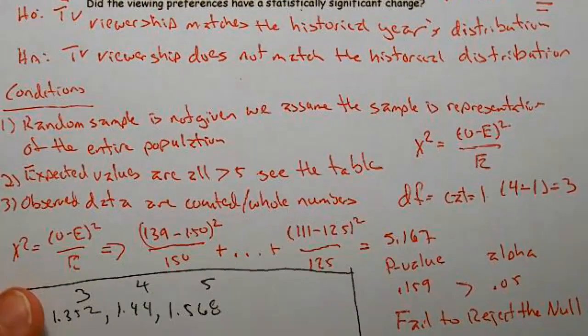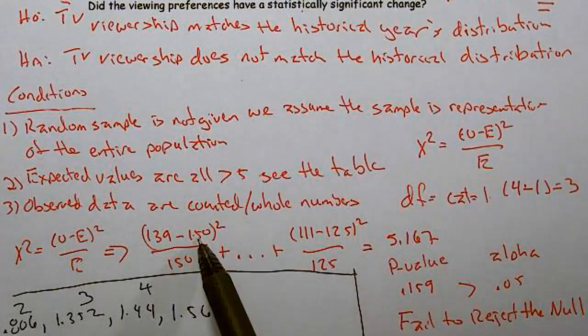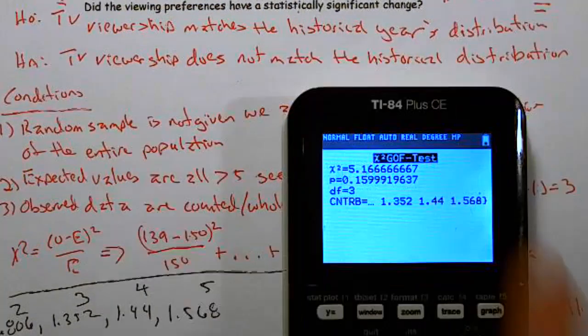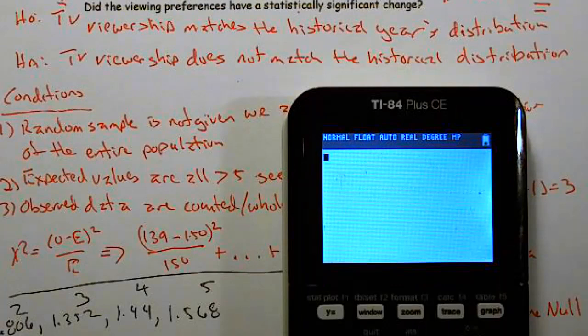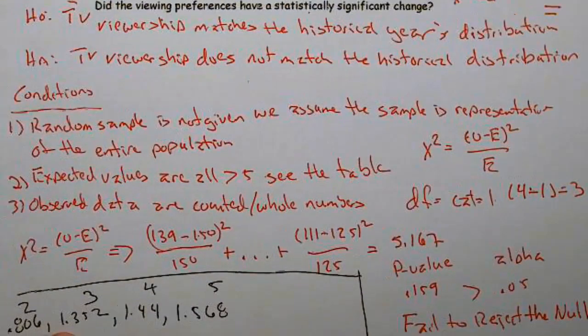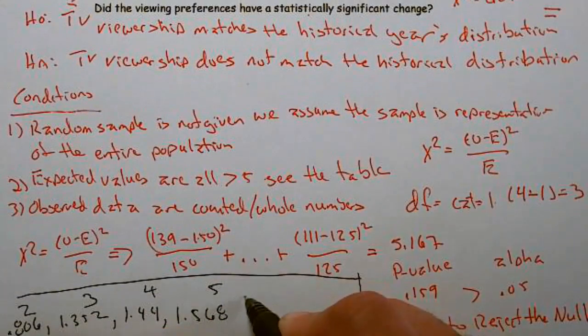Now, please remember where this came from. This value, the 139 minus the 150 squared divided by 150, gives me 0.806. So here, we'll check it out real quickly, just as a reminder. 139 minus the 150, I'm going to square that value and divide by 150. And sure enough, I get 0.806. So this was the first part of it, then the second one, then the third one, and this is my last one. Obviously, this was the largest value. This had the greatest change. So this is the biggest change.